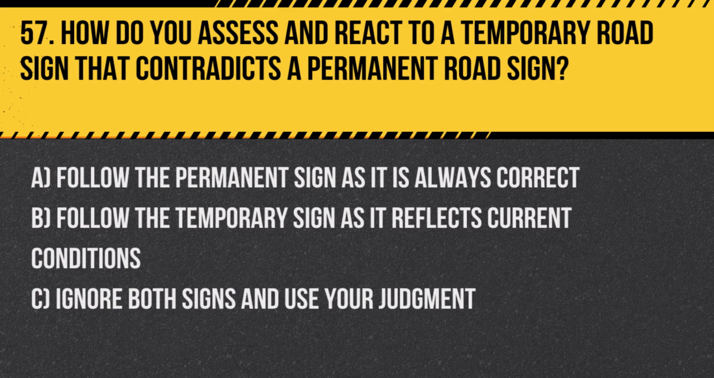Question 57. How do you assess and react to a temporary road sign that contradicts a permanent road sign? A. Follow the permanent sign as it is always correct. B. Follow the temporary sign as it reflects current conditions. C. Ignore both signs and use your judgment. Answer B. Follow the temporary sign as it reflects current conditions. Temporary signs are placed for specific situations like construction or emergencies and should be adhered to.